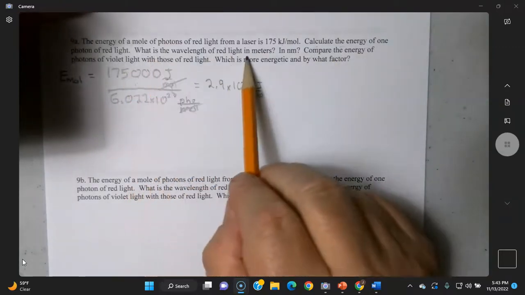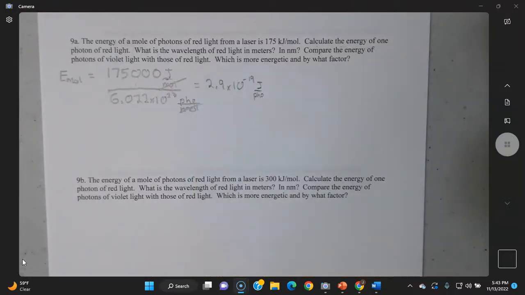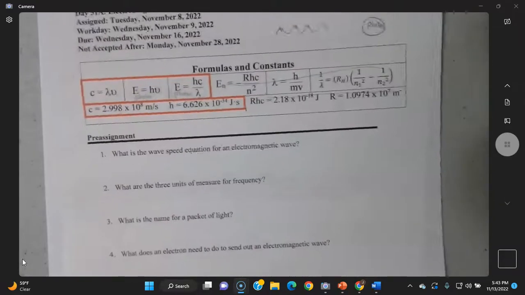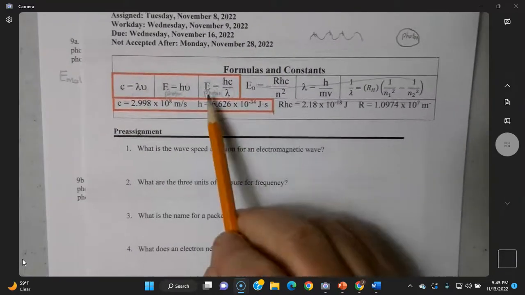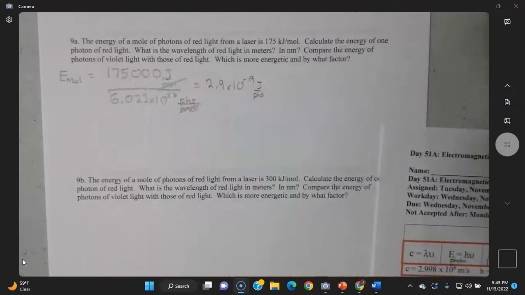What is the wavelength of the red light in meters? Okay, so now what equation do we use? We only have 3 to work with. So it wants wavelength, so we know the energy of the photon. These two numbers are constant, so we're going to do this. So we're going to write this equation down.